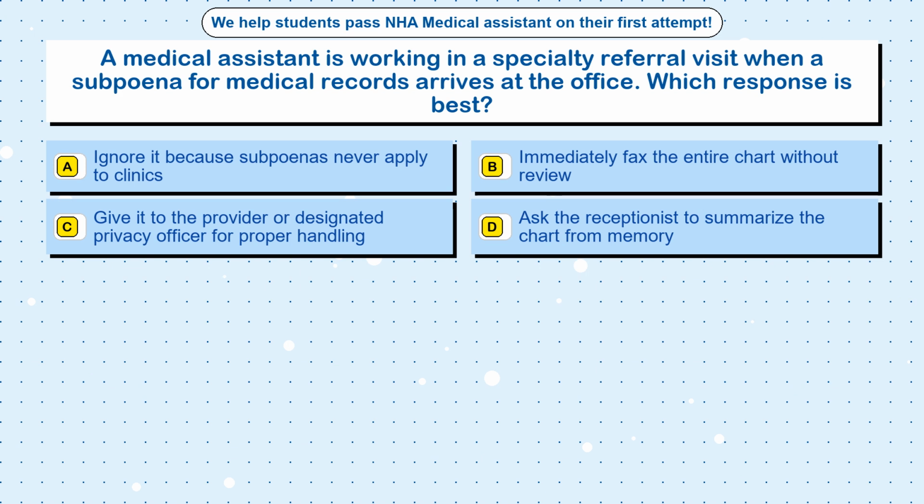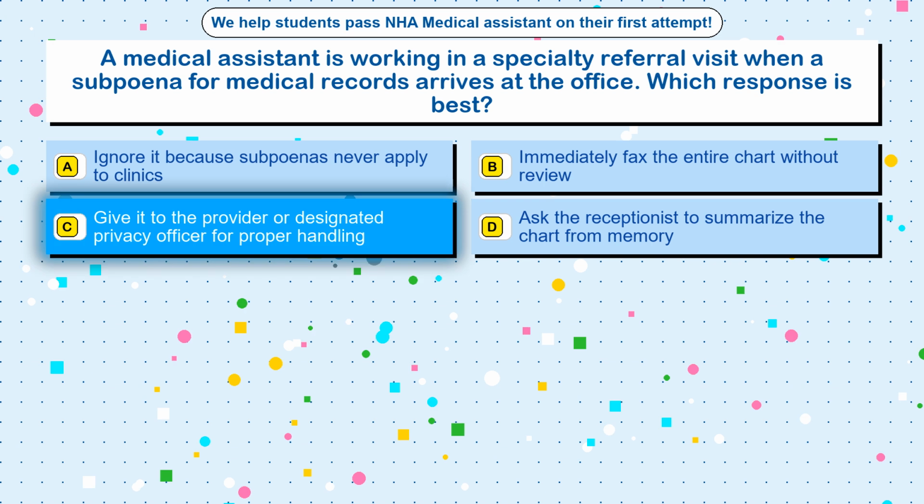Question 66. A medical assistant is working in a specialty referral visit when a subpoena for medical records arrives at the office. Which response is best? Option A. Ignore it because subpoenas never apply to clinics. Option B. Immediately fax the entire chart without review. Option C. Give it to the provider or designated privacy officer for proper handling. Option D. Ask the receptionist to summarize the chart from memory.